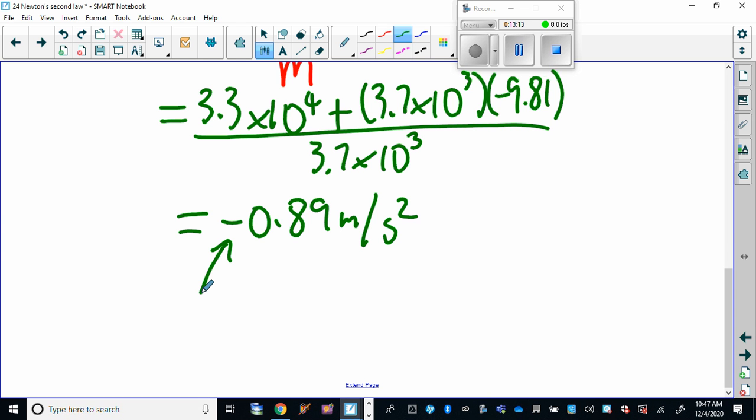It's accelerating down. If the tension in the cable is less than the force of gravity, the gravity is winning, and the elevator is going to accelerate down. It doesn't mean that the cable is going to break. The elevator is going down.